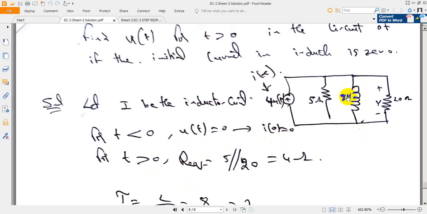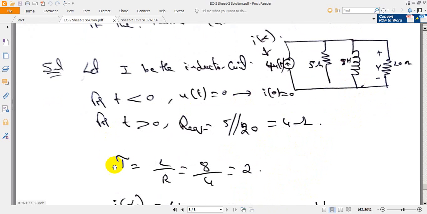R equivalent across this inductor: 5 ohms and 20 ohms are in parallel, and this current source will be open circuited. We can write it as 5 into 20 divided by 5 plus 20. You will get it as 4 ohms. This forms your equivalent resistance across this inductor. Now what will tau be? Tau is L by R. L by R is equal to 8 by 4, which is equal to 2.